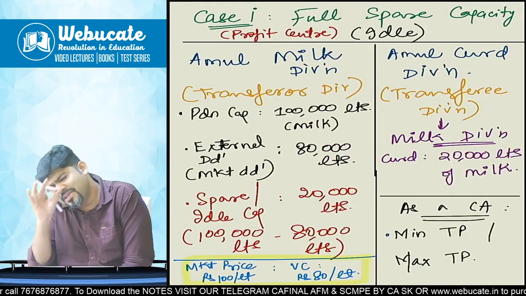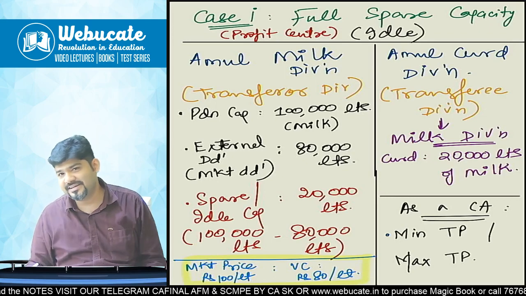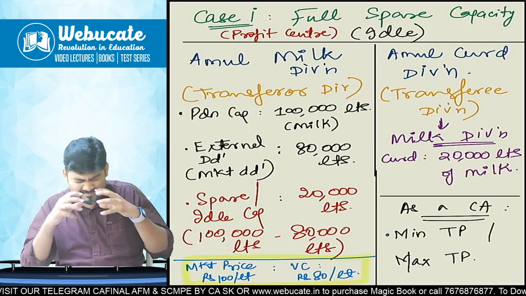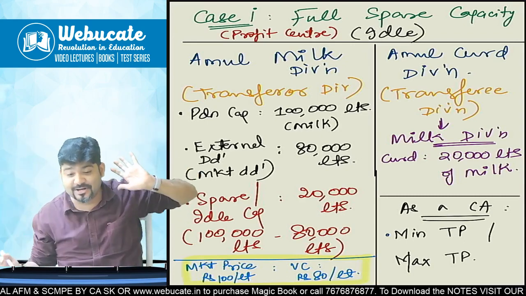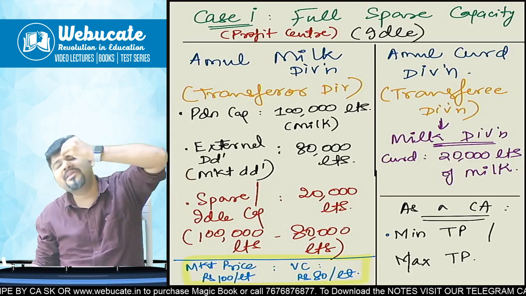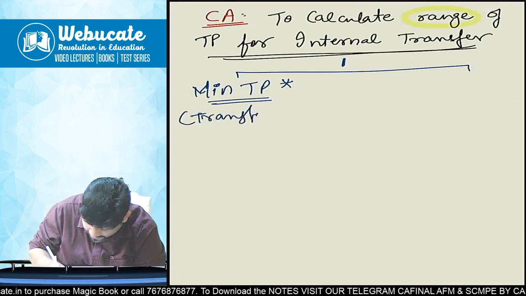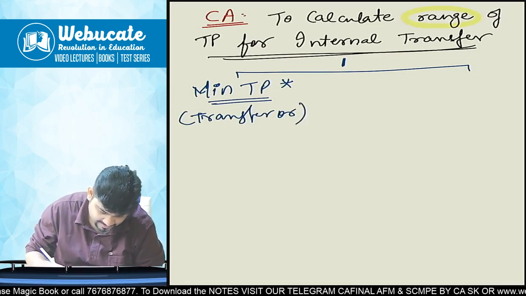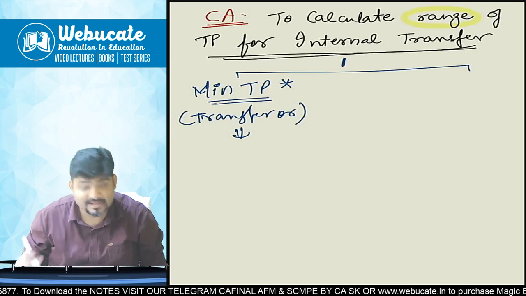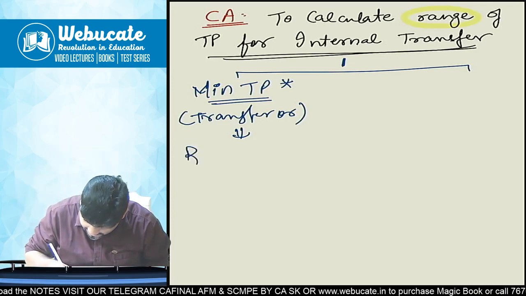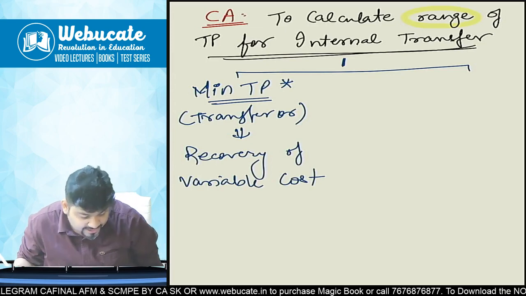Tell me, what is the minimum transfer price that, come what may, the milk division will recover from the curd division? Can I say the recovery of the variable cost, irrespective of whether it is selling to the curd division or anywhere in the world? 80 rupees is the cost that will be incurred by the milk division, which is the minimum that it has to recover from the curd division. That becomes your minimum transfer price from the angle of the transferor. So, minimum transfer price is the recovery of variable cost. Am I right, everybody?